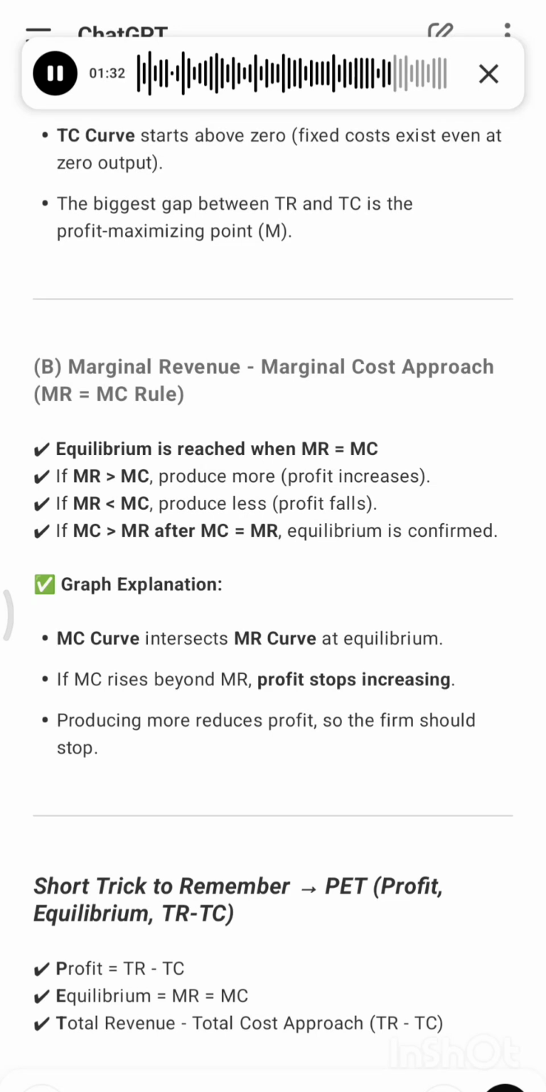Graph explanation. MC curve intersects MR curve at equilibrium. If MC rises beyond MR, profit stops increasing. Producing more reduces profit, so the firm should stop. Short trick to remember: PT, profit equilibrium, TR-TC. Profit, equilibrium, total revenue total cost approach, TR and TC.